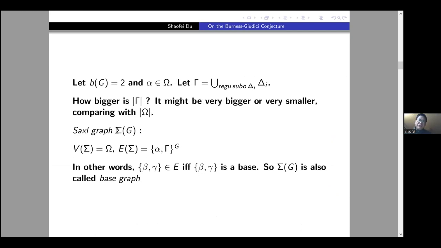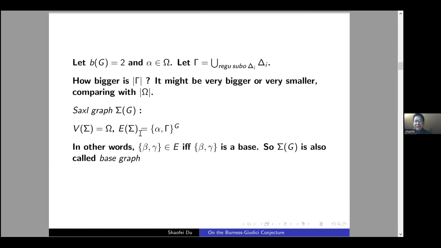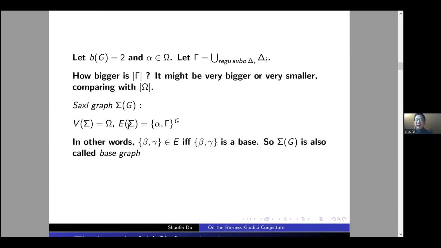Then we can define a graph. Take Omega as the vertices. The edge set is like this. The neighbors of alpha form this Gamma, which is a union of suborbits. Then you use the action of G. This gives all of the edge set. By definition, this graph is arc-transitive. That's by definition.